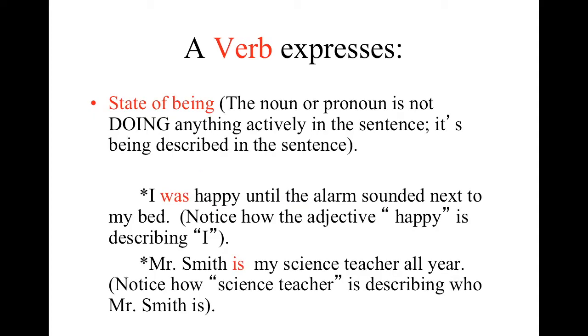So a verb expresses state of being. So, I was happy until the alarm sounded next to my bed. So I is equaling happy. It's describing what you are. It's not an action. And Mr. Smith is my science teacher. Mr. Smith equals my science teacher. Actually, give it a try if you're trying to identify the type of verb. Substitute an equal sign in, and if it works, it sounds correct.